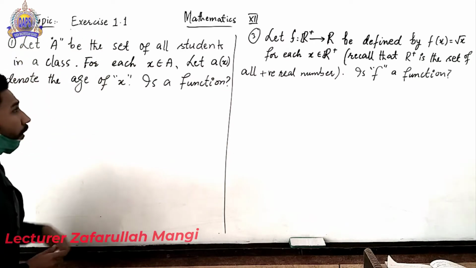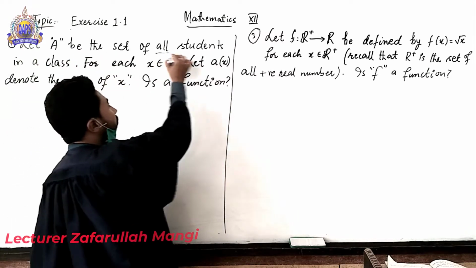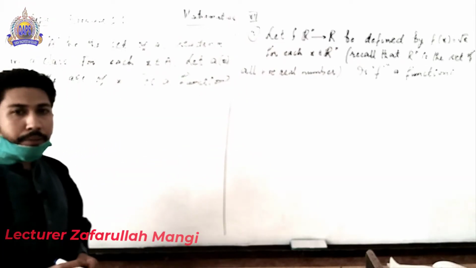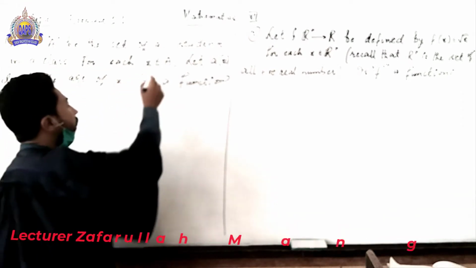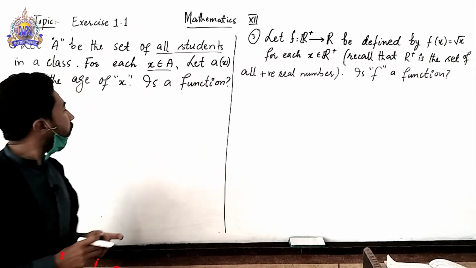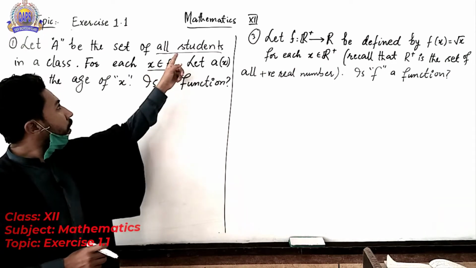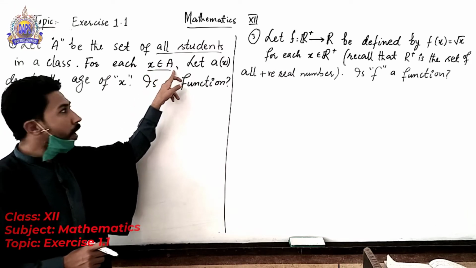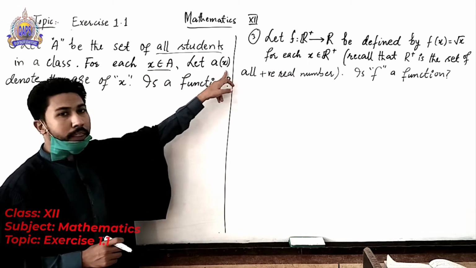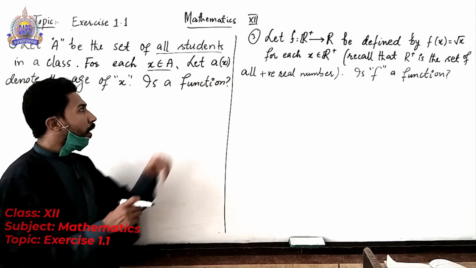Problem number 1 is: let A be the set of all students. A is the set of all students in a class. For each x belongs to A, x is the student, representing an element of A, which represents the student who belongs to the set A. Let A of x be given to the set.